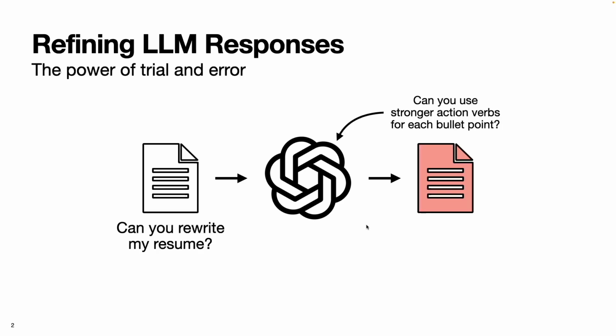experience. So what I might do is just respond back to ChatGPT and say, "Can you use stronger action verbs for each bullet point?" And then it'll return a slightly better version of the resume. Still, this isn't 100% there. Maybe it's a little bit too long. So I'll say something like, "Please compress to 1 page, limit bullet points to 2 to 3 max." So I pass this back to ChatGPT and then it comes back with an even better version of the resume.